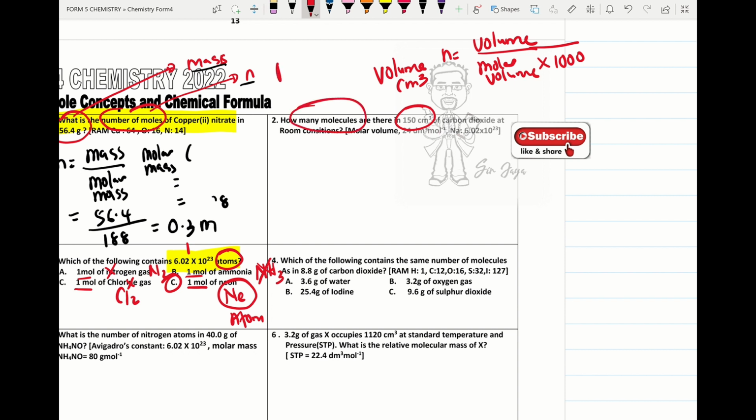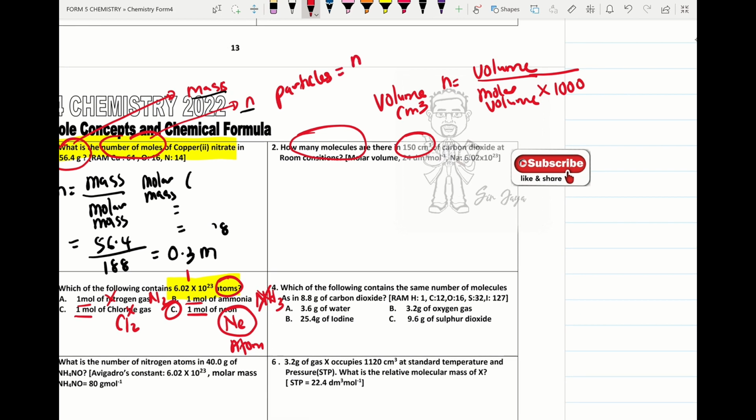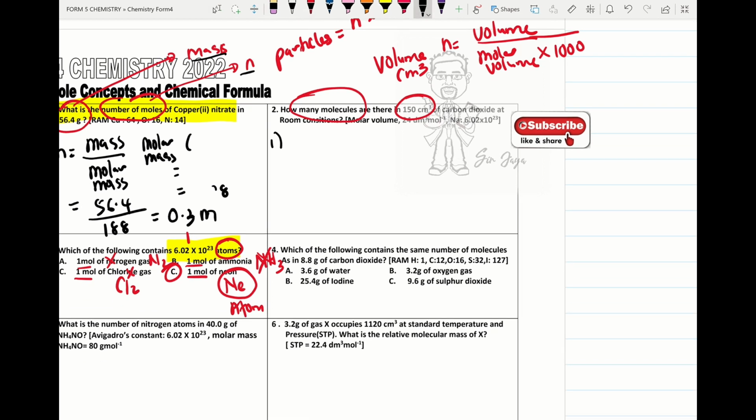All right, so this is the first step the student must remember. They want to know how many molecules. That means they want the particles. If we want to find the particles, we have to take the number of moles times the Avogadro constant. So these are the two formulas that students must use to tackle this question. So I start with point number 1. We have to find the number of moles, volume divided by molar volume, and when the volume is given in cm^3, don't forget to times 1000.